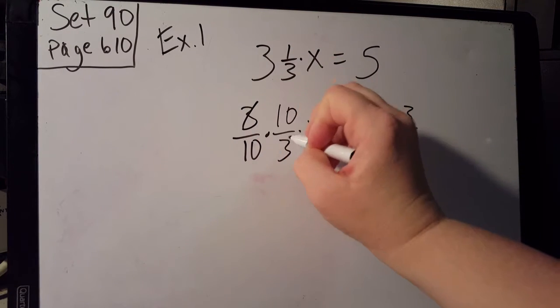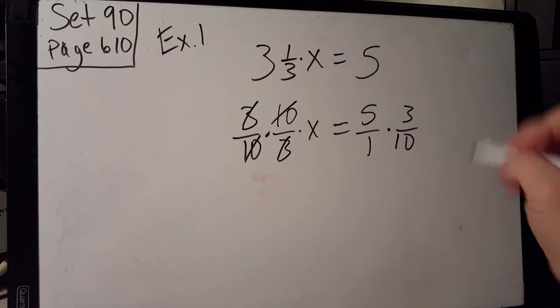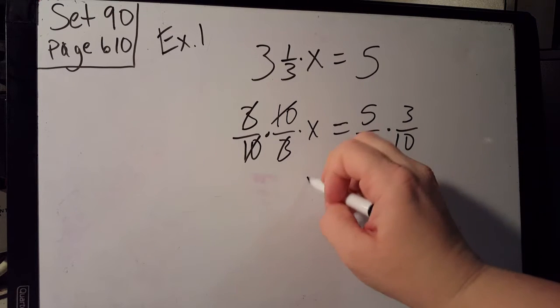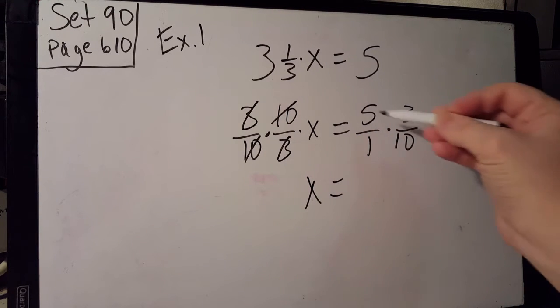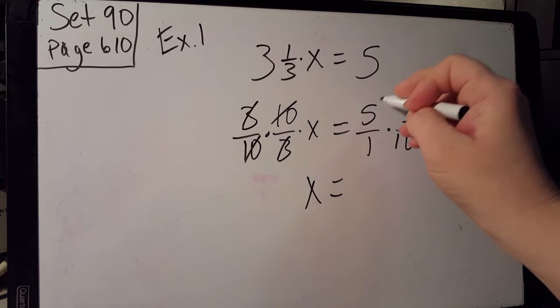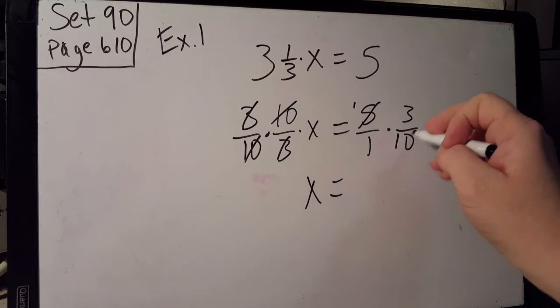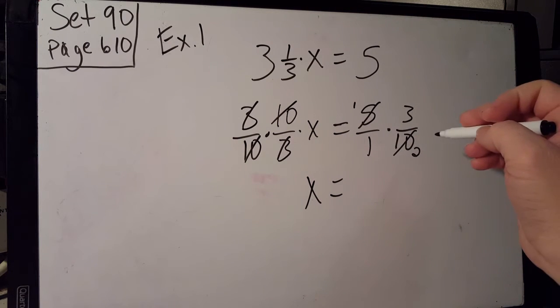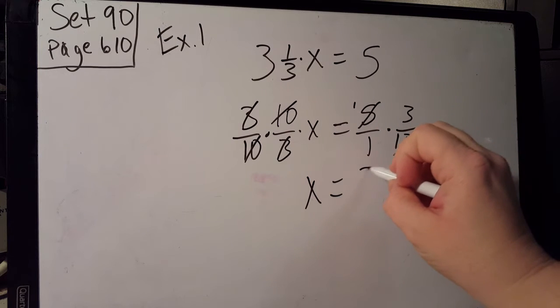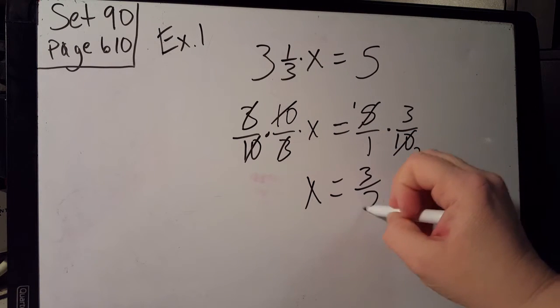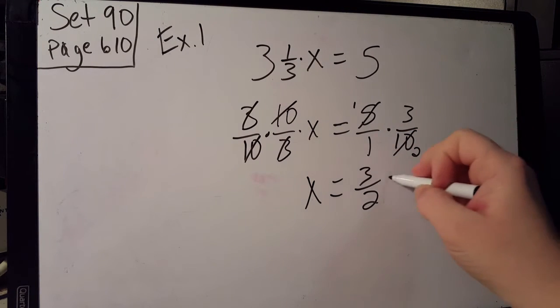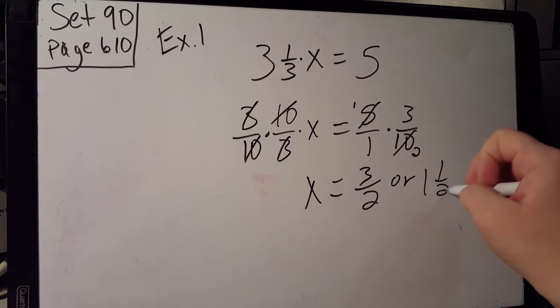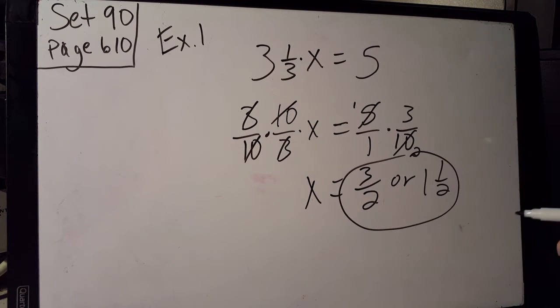3/10. These all cancel out, and now we just have this one. Hopefully you can tell at this point that there can be some canceling done with the 5 and the 10. 5 goes into itself one time, 5 into 10 two times, and then we are simply left with 1 times 3 is 3, and 1 times 2 is 2, and so you have 3/2, or 1.5, and that would be what your answer is. Okay, let's move on to example 2.